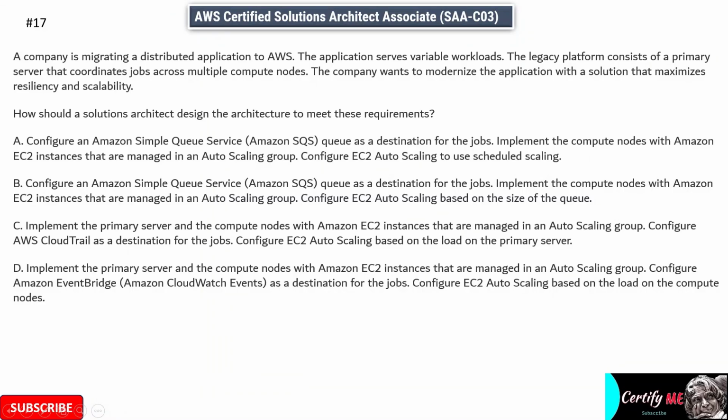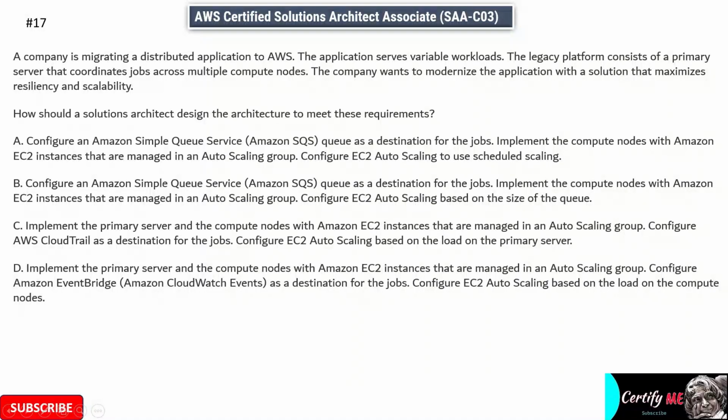Option A. Configure an Amazon Simple Queue Service queue as a destination for the jobs. Implement the compute nodes with Amazon EC2 instances that are managed in an Auto Scaling group. Configure EC2 Auto Scaling to use scheduled scaling. Option B. Configure an Amazon Simple Queue Service queue as a destination for the jobs. Implement the compute nodes with Amazon EC2 instances that are managed in an Auto Scaling group. Configure EC2 Auto Scaling based on the size of the queue.